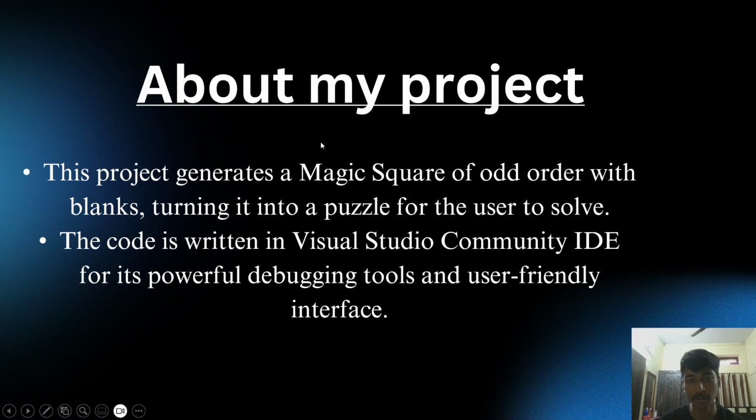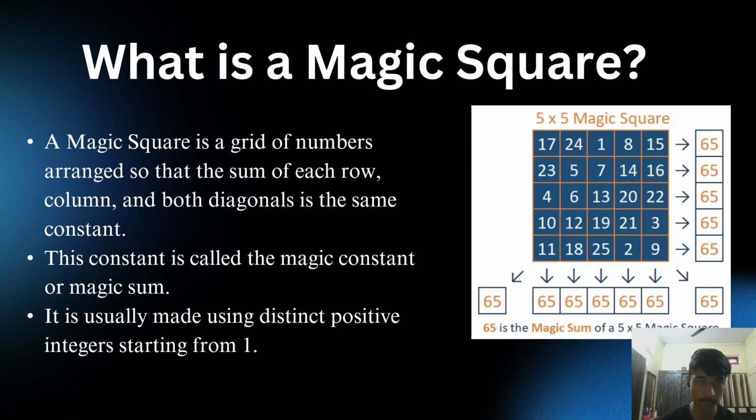So first I would like to talk about my project. This project generates a magic square of odd order. And it generates it with blanks, so it will turn into a puzzle for the user, who has to solve it. I have written my code in Visual Studio Community as it has powerful debugging options and a user-friendly interface.